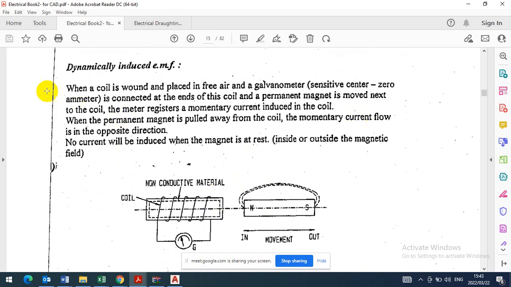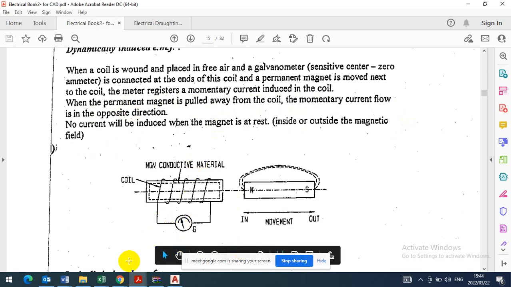When you read through here: when a coil is wound and placed in free air, and a galvanometer, which is a sensitive center zero ammeter, is connected at the ends of this coil, and the permanent magnet is moved next to the coil, the meter registers a momentary current induced. Its current and EMF will be induced into the wire. When the permanent magnet is pulled away from the coil, the momentary current flow will be in the opposite direction. So you have this deflection to the right, to the left. It depends which side the magnet is moving.